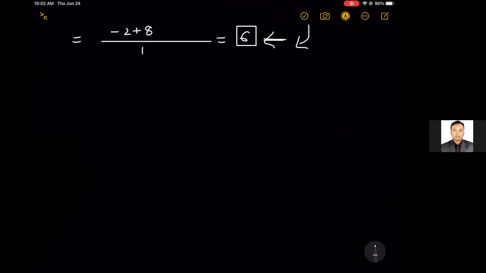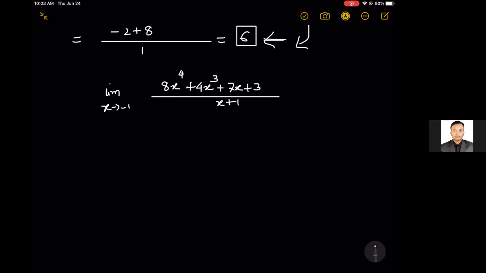So we have, let's say, the limit as x tends to -1 of, in the numerator, 8x to the 4th plus 4x cubed plus 7x plus 3, and in the denominator, x plus 1. That's the limit we want to find, okay?